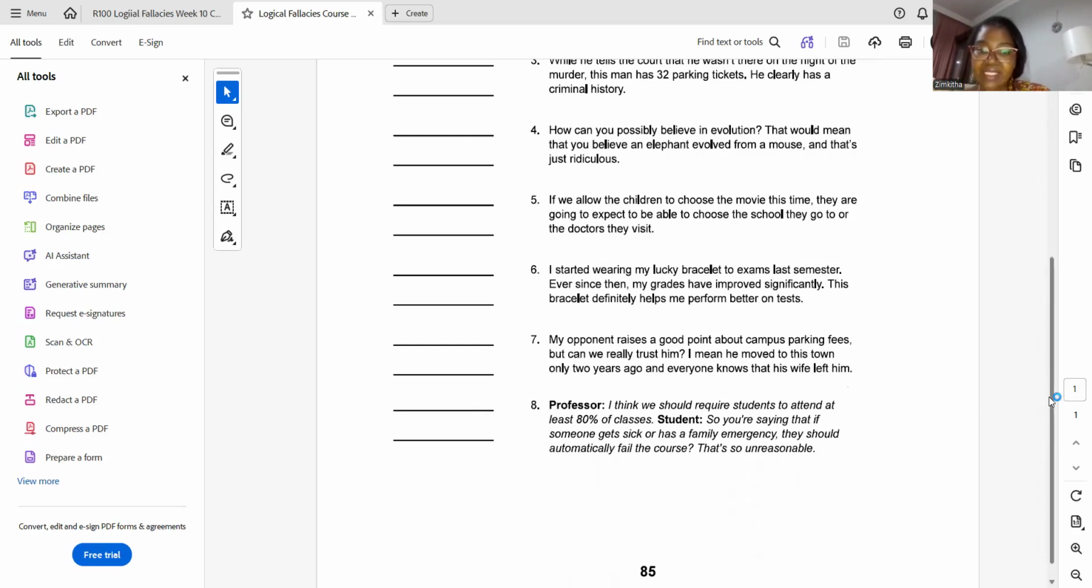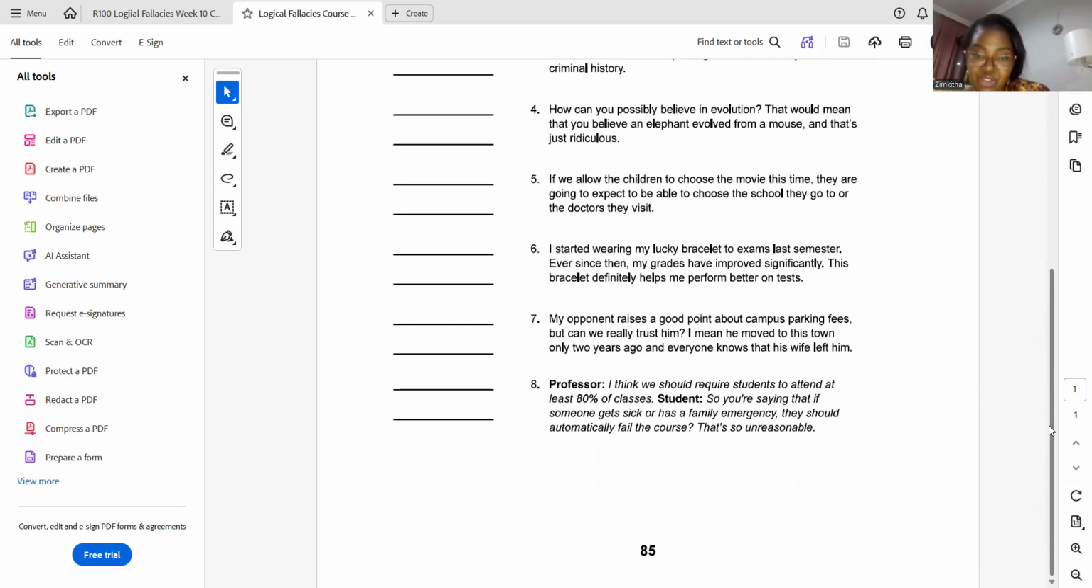And then at number 8, a professor says, I think we should require students to attend at least 80% of classes. Okay, and then the student says, so you're saying that if someone gets sick or has a family emergency, they should automatically fail the course? That's so unreasonable. That again is a very extreme attack. We call that a straw man. Okay.